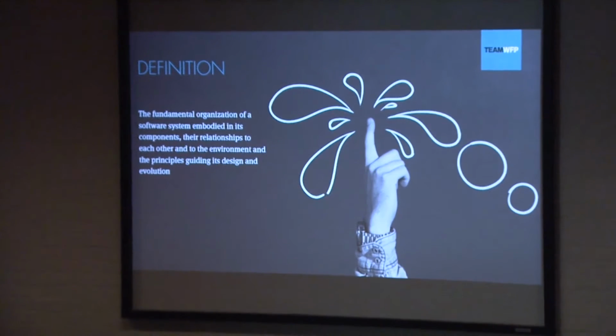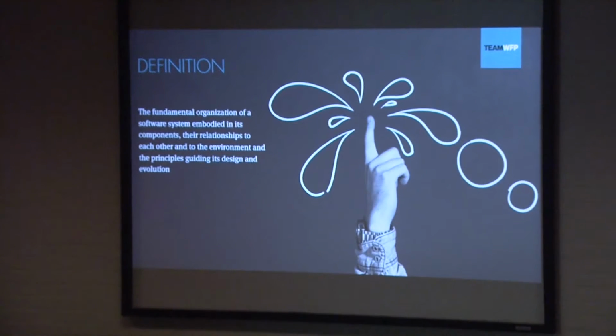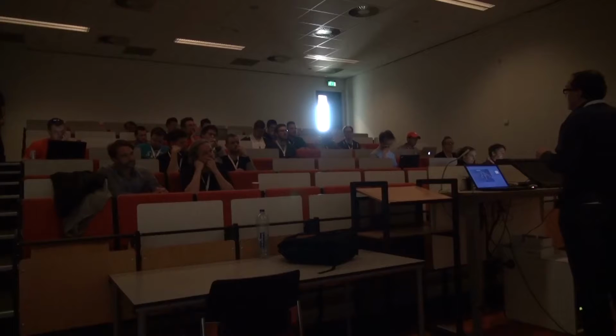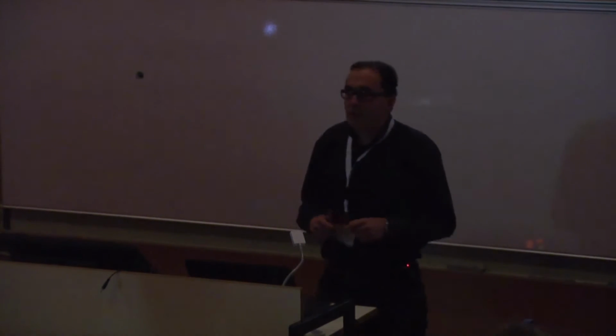And it is also about the organization of the system, which means a system consists of not only one part, it consists of more than one part, and it is also about the whole life cycle of the software system, from development to changing, to running, and to replacing it by maybe another system. This is software architecture.